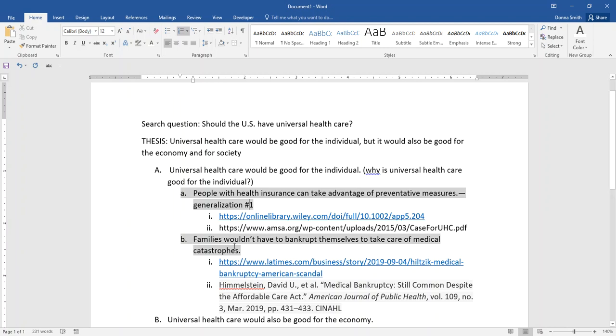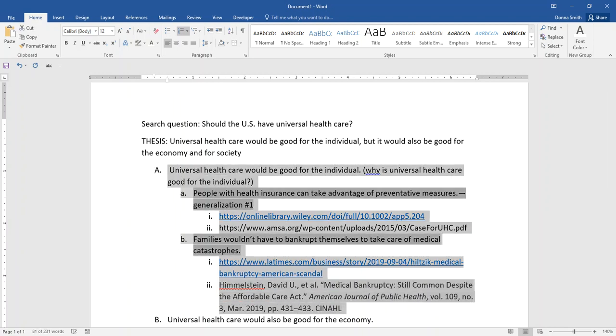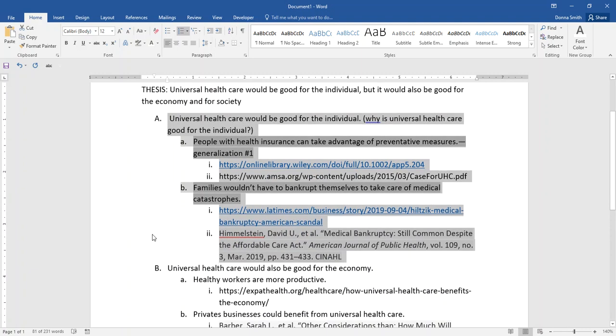Same thing here, generalization number 2. I've got a couple of sources. These 2 sources will help me answer or help me explain why having health insurance means that these families don't have to bankrupt themselves. So that's going to be my first body paragraph. And then I scroll down to my next topic sentence.